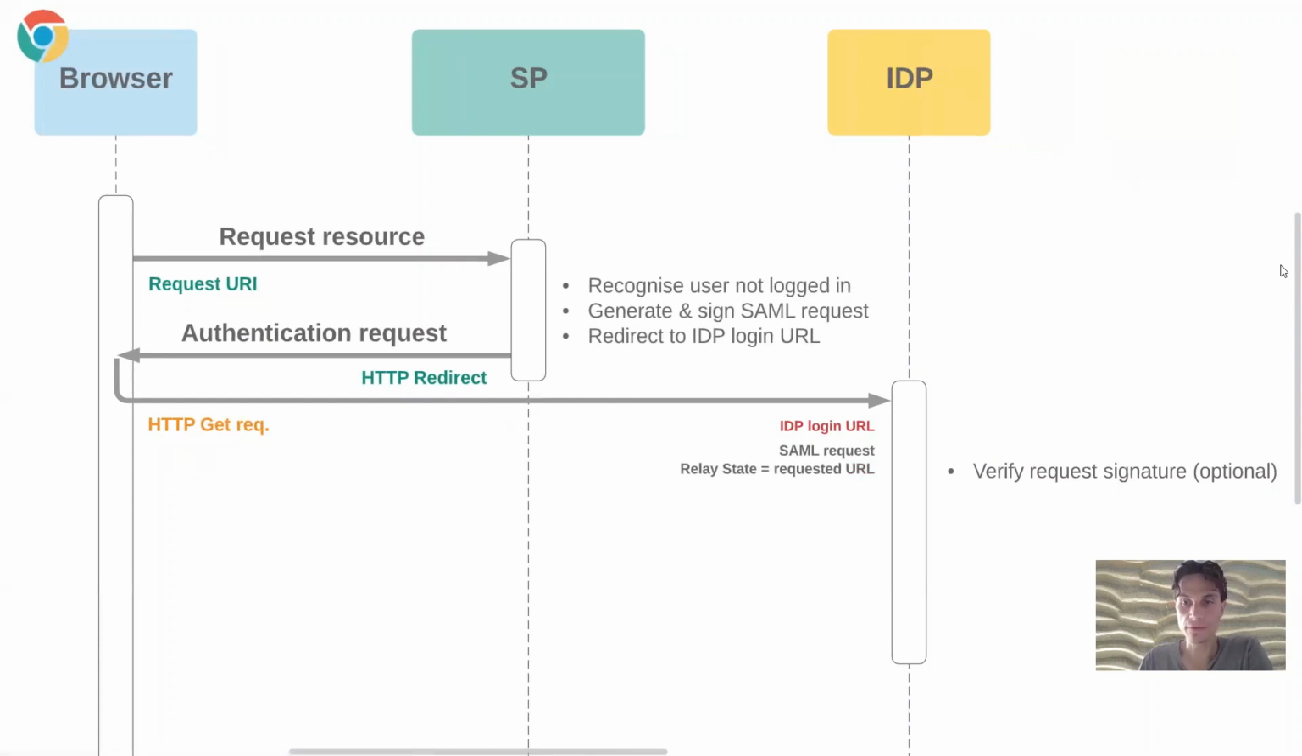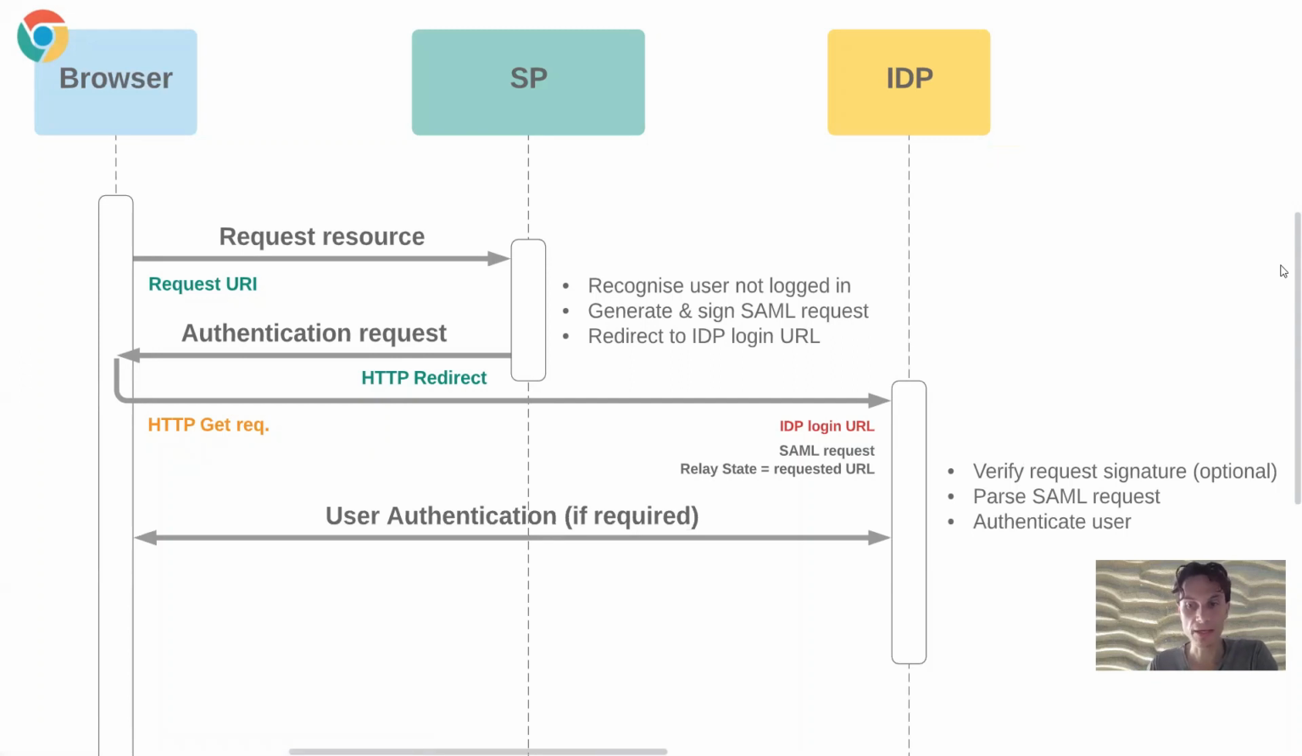The identity provider will, or can, verify the signature on the request. There is an option for the service provider to sign the requests with a private key that corresponds to a certificate that's configured in the identity provider. This would allow the IDP to be absolutely certain that the request has come from the service provider. The identity provider will then process and parse the SAML request.